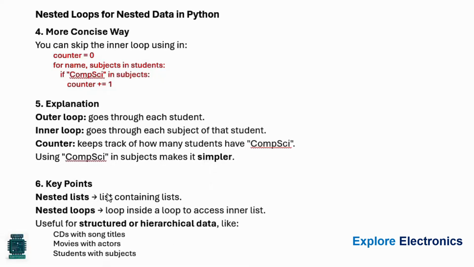Here a nested list means a list containing lists; it has multiple lists, and within those again lists. Nested loops means loops inside a loop to access the inner list. I have a loop already, and inside that loop I have one more loop, which is the nested loop, to access the inner list. Got it? It is useful for structured or hierarchical data like CDs with song titles, movies with actors, students with subjects, which is all nested data. CD has the songs, movies have the actors, students have the subjects.